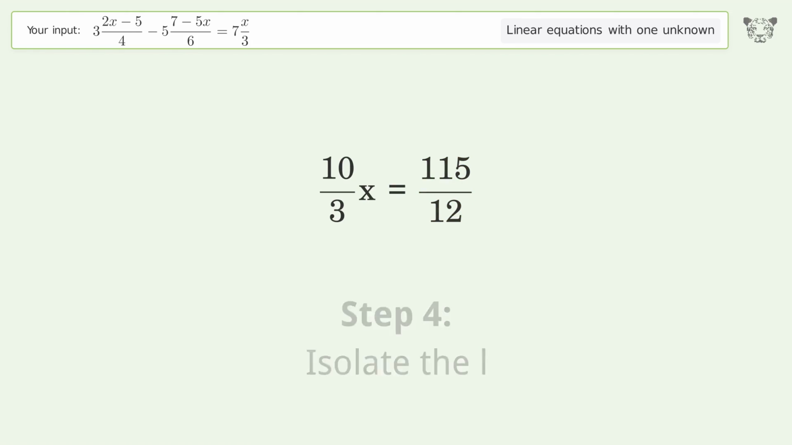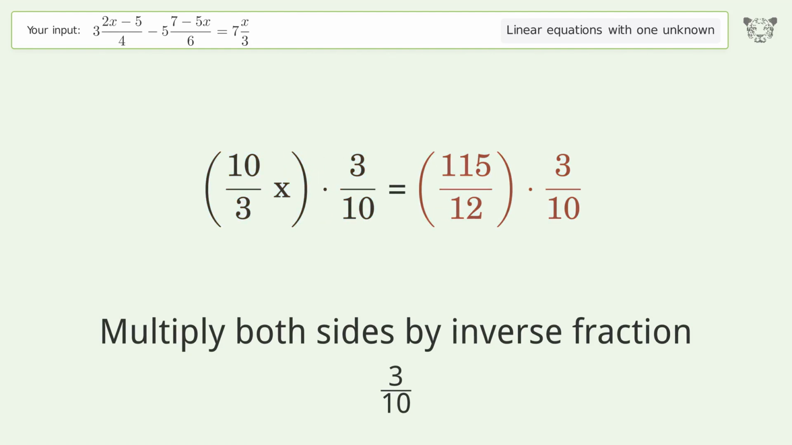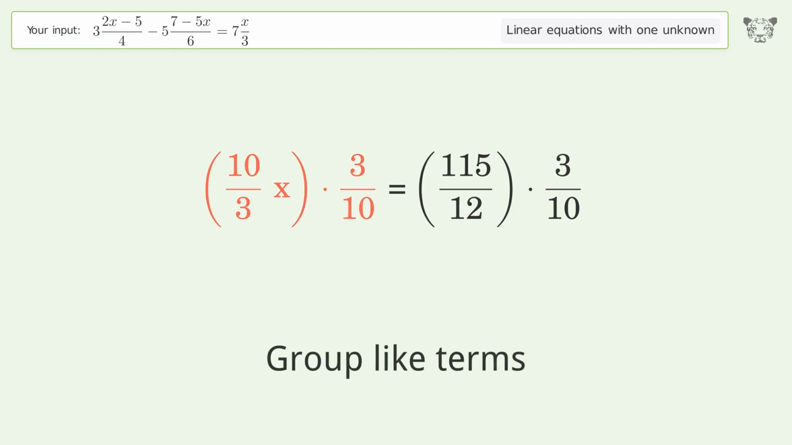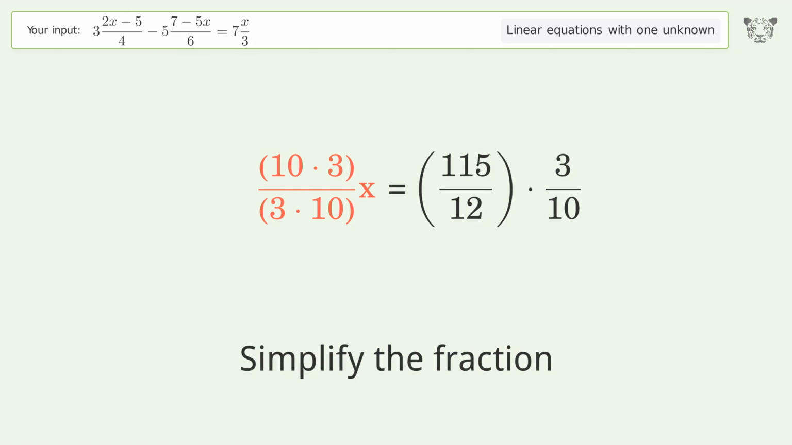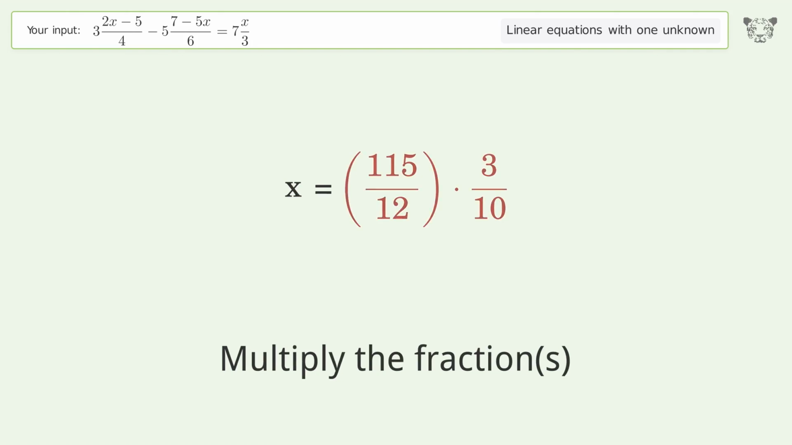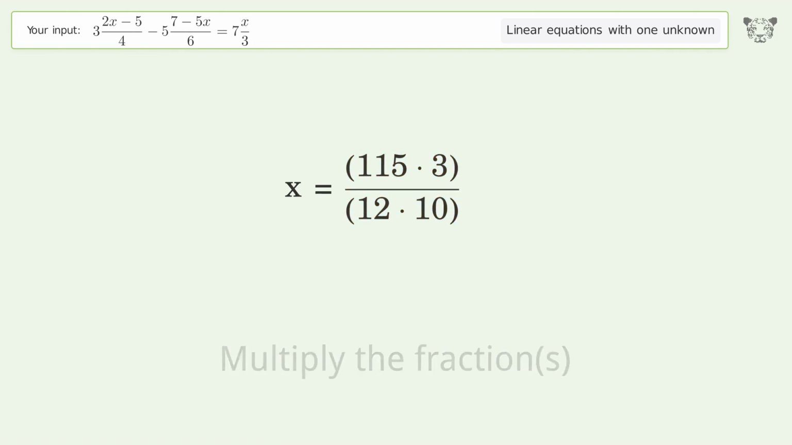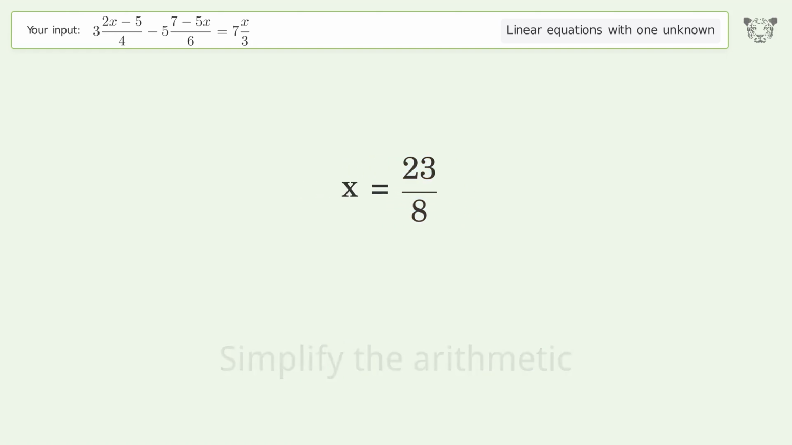Isolate the L. Multiply both sides by the inverse fraction 3/10. Group like terms. Multiply the coefficients. Simplify the fraction. Multiply the fractions. Simplify the arithmetic. And so the final result is x equals 23/8.